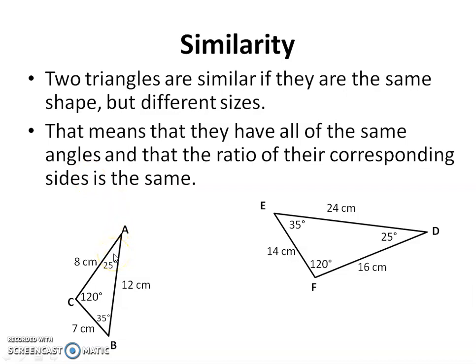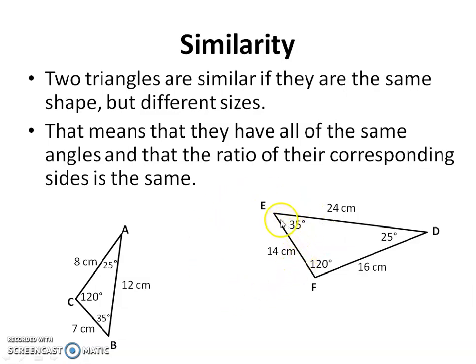So first of all, if you look at the angles, triangle ABC has interior angles 25, 35, and 120 degrees respectively. DEF has the same angles, 25, 35, 120. The other thing is that these side lengths, 7, 8, and 12 centimeters respectively, though they're not the same as the side lengths in DEF, the ratio of the corresponding sides is the same. So here's what I mean by that.